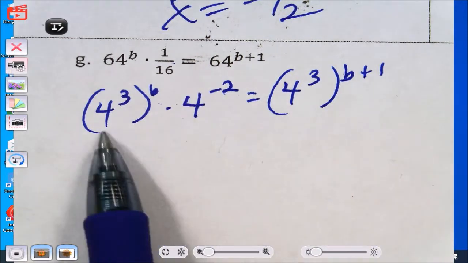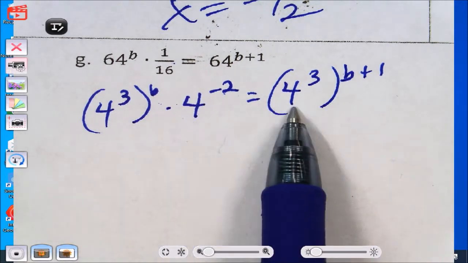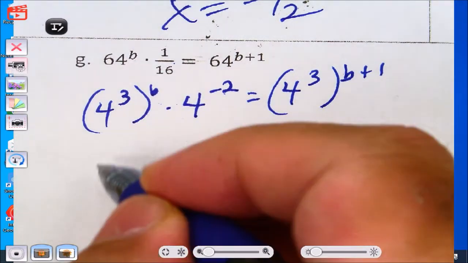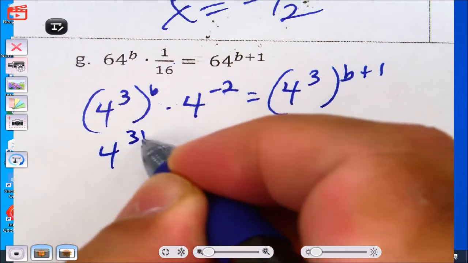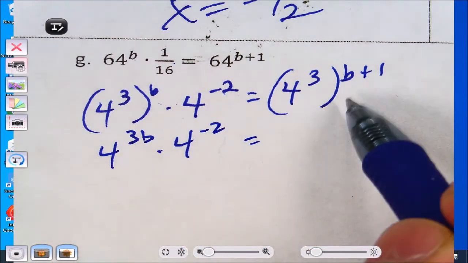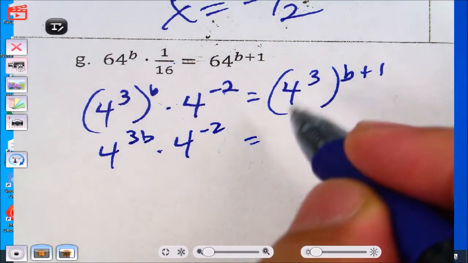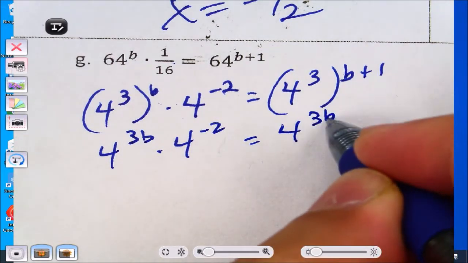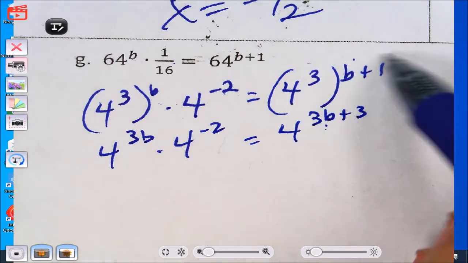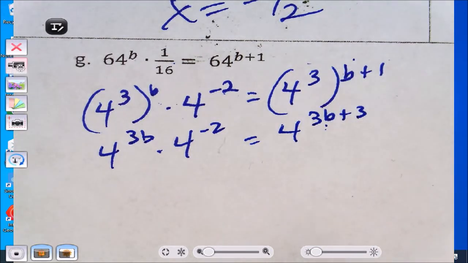And now, see, they're all the same base. They all have a base of 4. But I still got to combine these over here on the left side. So that's going to be 4 to the 3b times 4 to the negative 2. I'm going to go ahead and distribute these over here. So that'll be 3b plus 3. I did 3 times b gives me 3b. 3 times 1 gives me 3.